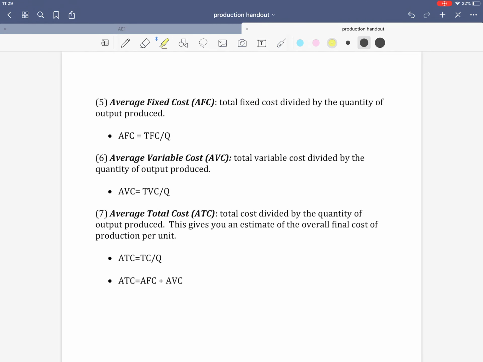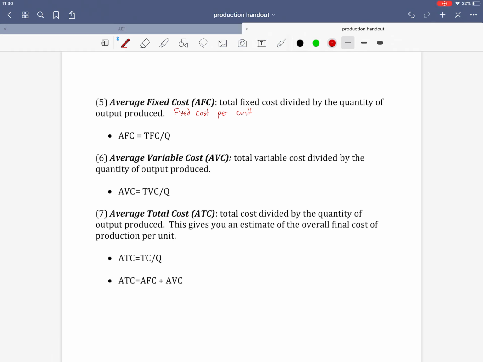Now the last 3 are all going to be averages. So our average fixed cost is just our total fixed cost divided by the quantity of our output produced. So this is going to give us an estimate of our fixed costs per unit. So for our average fixed cost, it's just your total fixed cost divided by your quantity. Now what we'll see is that our average fixed cost is going to decrease as our production increases. So the more you produce, the lower your average fixed costs are as you're able to spread those fixed costs over more and more units.